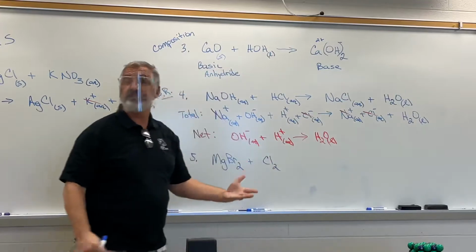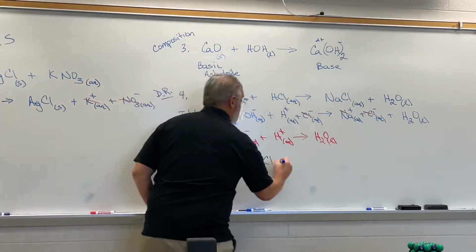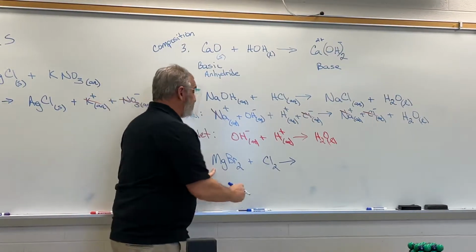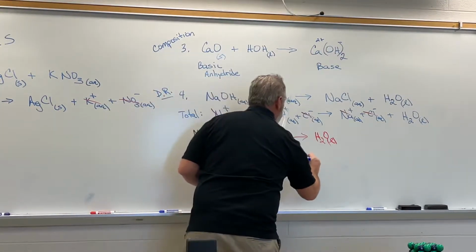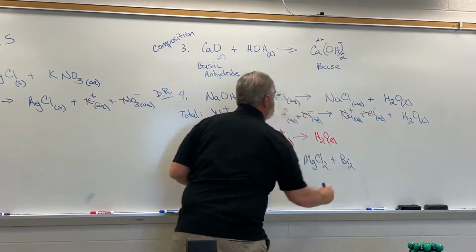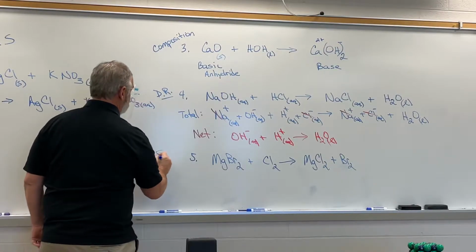Chlorine gas, it's Cl2. And what's this going to make? MgCl2, plus 2. So we're just swapping the negative ones here. MgCl2 plus Br2. So what kind of reaction is this? Single replacement.